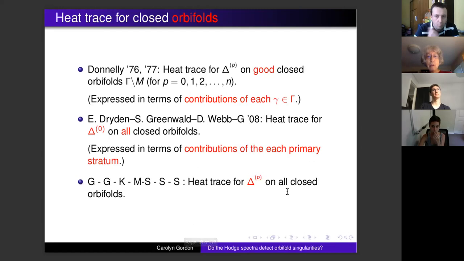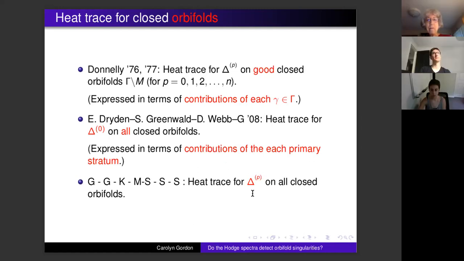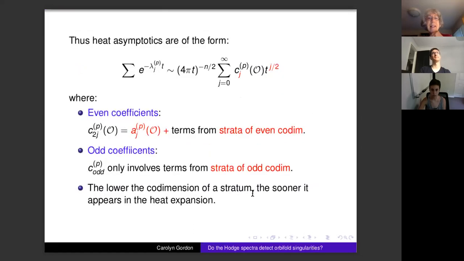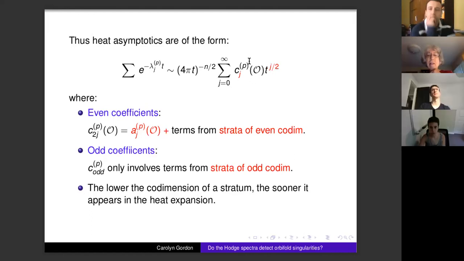And then in our new work, we did something similar for the Hodge Laplacians on P-forms. And in all these cases, the asymptotics are similar to the ones for manifolds, but you can have half powers of t in the sum. And you're already familiar with this probably if you think about manifolds with boundary, where you pick up half powers from boundary terms. And here are the coefficients C sub j.